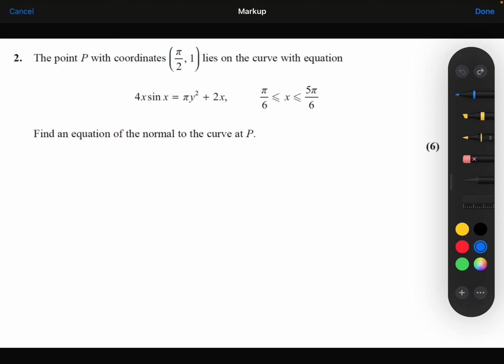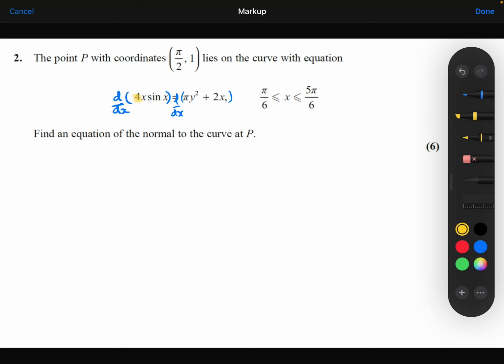So to differentiate this, I'm going to have to do this implicitly because I've got my y's and the x's all mixed up together. So I'm going to differentiate the left-hand side with respect to x, and then I'll differentiate the right-hand side with respect to x.